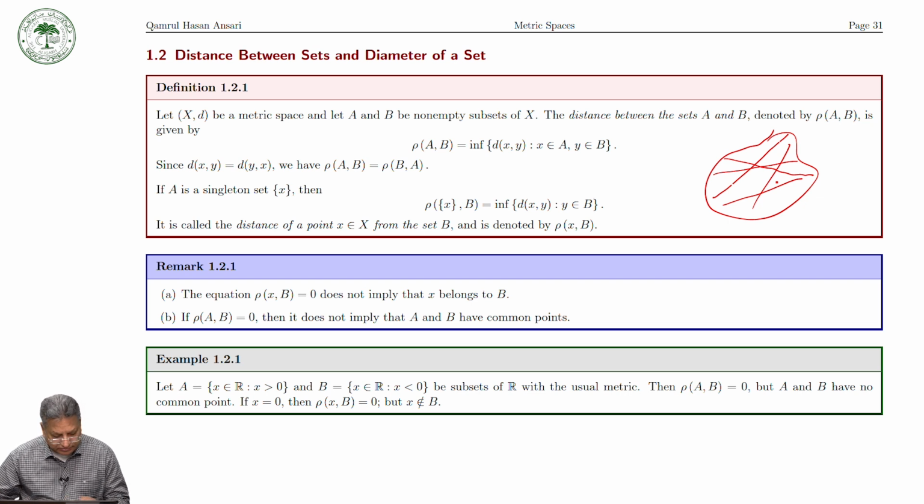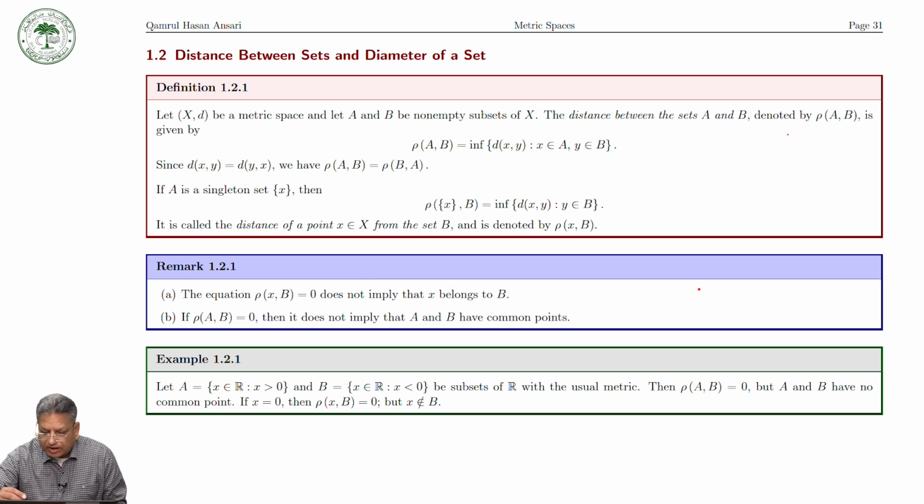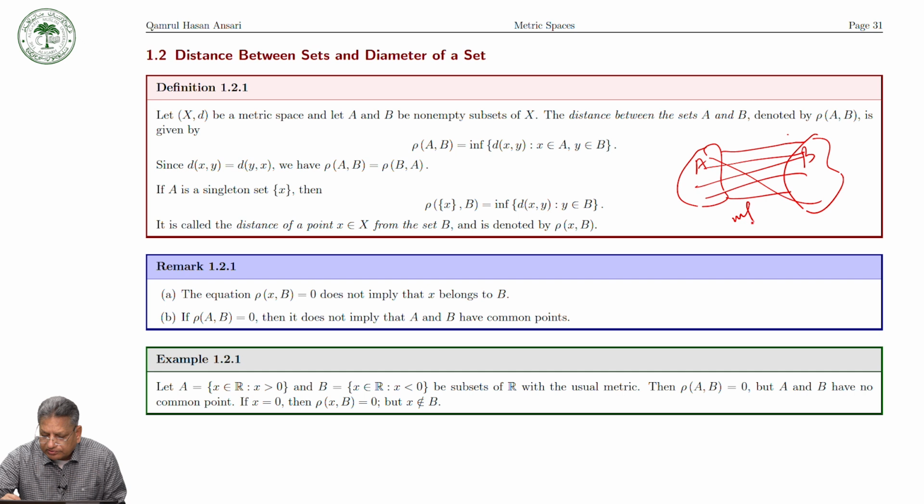And the second one is the distance between any two sets. Suppose this set is your A and here you have set B, then the distance between these two sets is the infimum of all these distances. And of course, keep in mind, we are calculating the distance which we have defined with respect to this d, and this d is the metric on X.